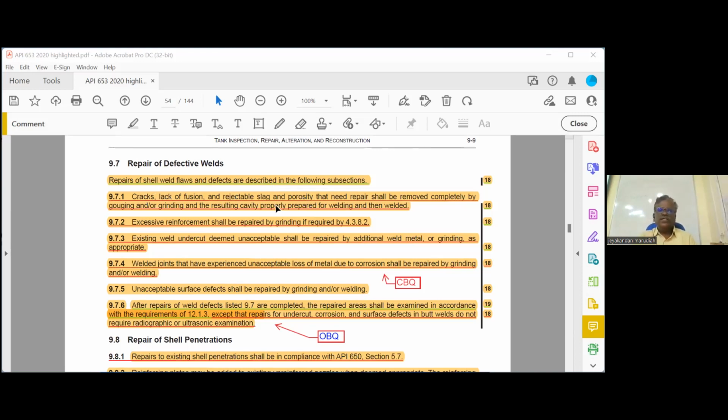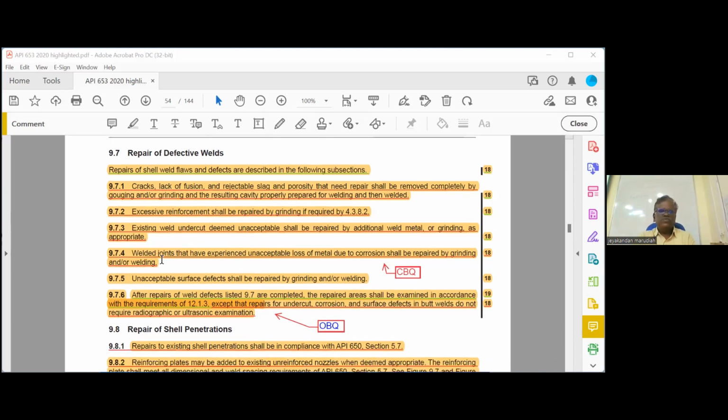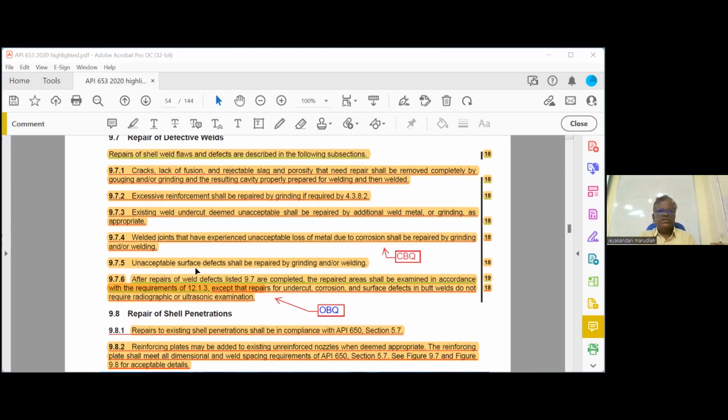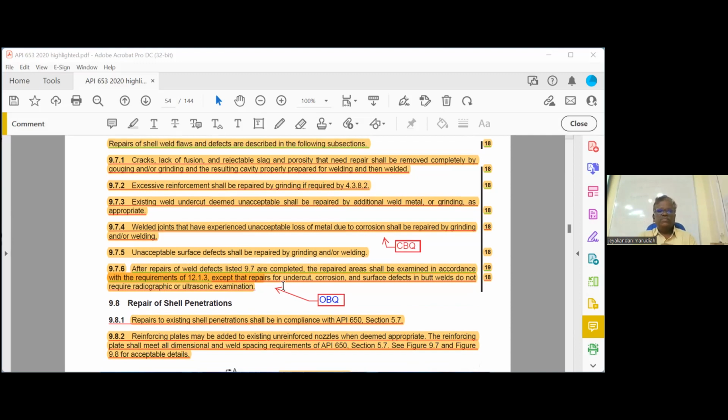Cracks and lack of fusion that need repair shall be completed. Excessive reinforcement shall be repaired by grinding. Unacceptable undercut shall be repaired, so highlight the 974. Welded joint excess, unacceptable loss due to corrosion shall be repaired by grinding and welding. Then highlight this one: except that repairs for undercut, corrosion and surface defects in butt welds do not require radiography or tracing.